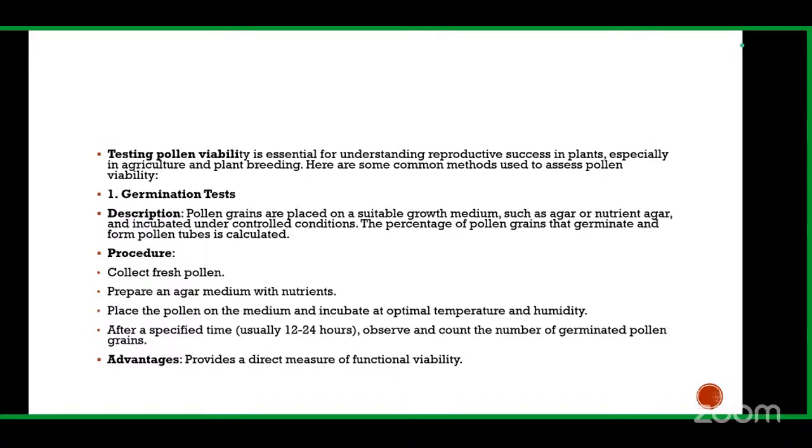Pollen grains are placed on a suitable growth medium such as agar or nutrient agar and incubated under controlled conditions. The percentage of pollen grains that germinate and form a pollen tube is calculated. The procedure is: collect some fresh pollen grains, prepare an agar medium with nutrients, place the pollen on the medium and incubate at optimal temperature and humidity. After a specific time, usually 12 to 24 hours, observe and count the number of germinated pollen grains. The advantage is that it gives a direct measure of functional viability.